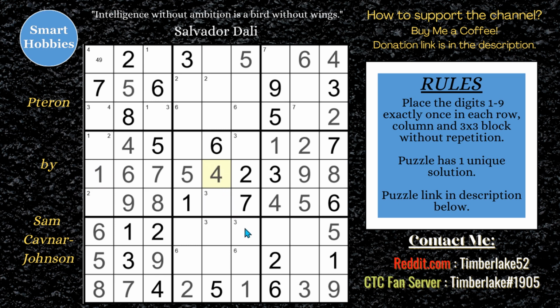I think I got kind of lucky there finding that XY wing, but I will take it. Okay, what do we have left? This can't be a 1.